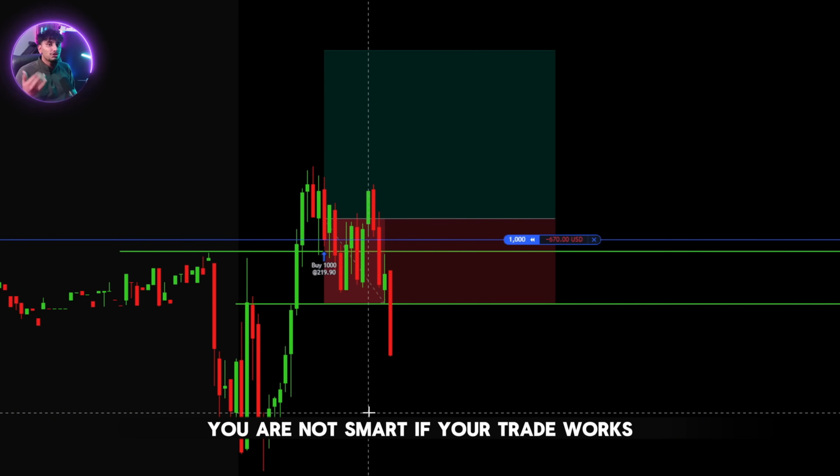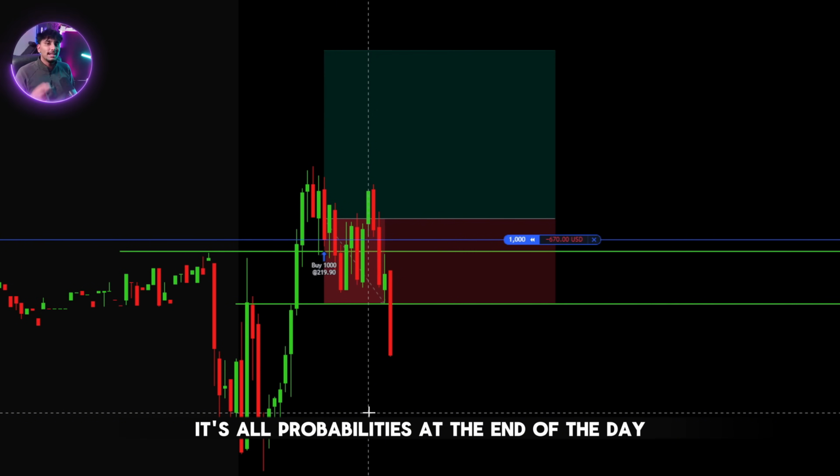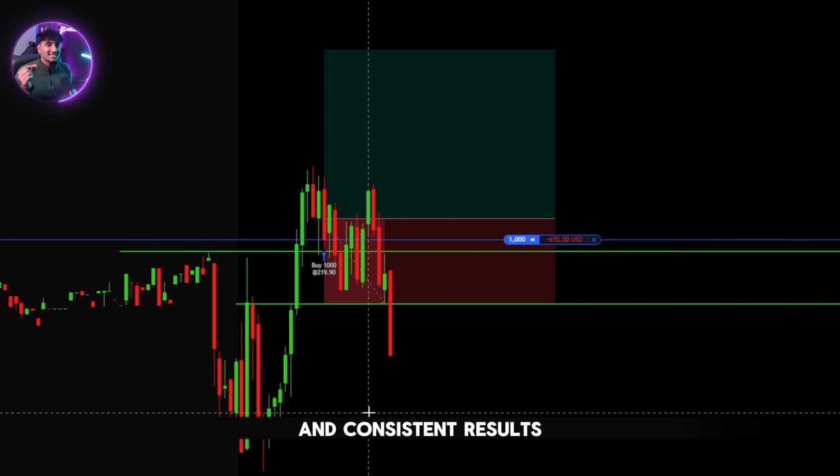You are not smart if your trade works, and you're not dumb if the trade doesn't work either. It's all probabilities at the end of the day, and understanding your win rate along with your R multiple over a long period of time is how you're going to be able to sustain profitable and consistent results.